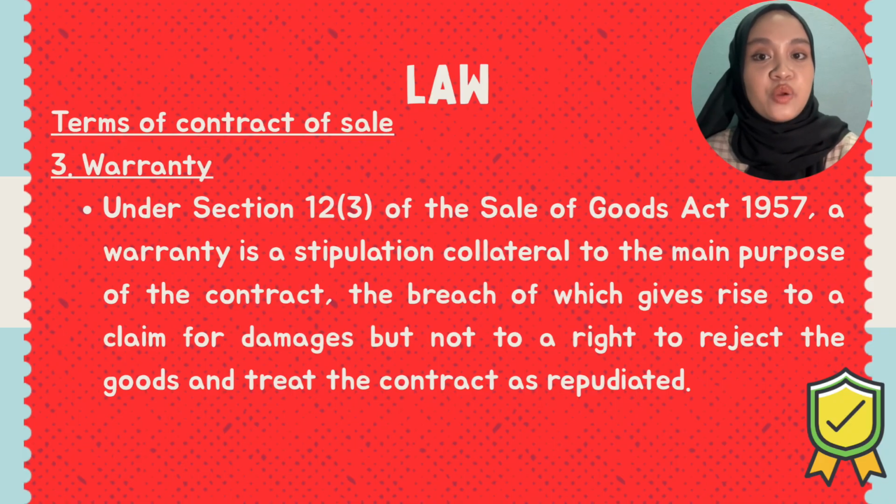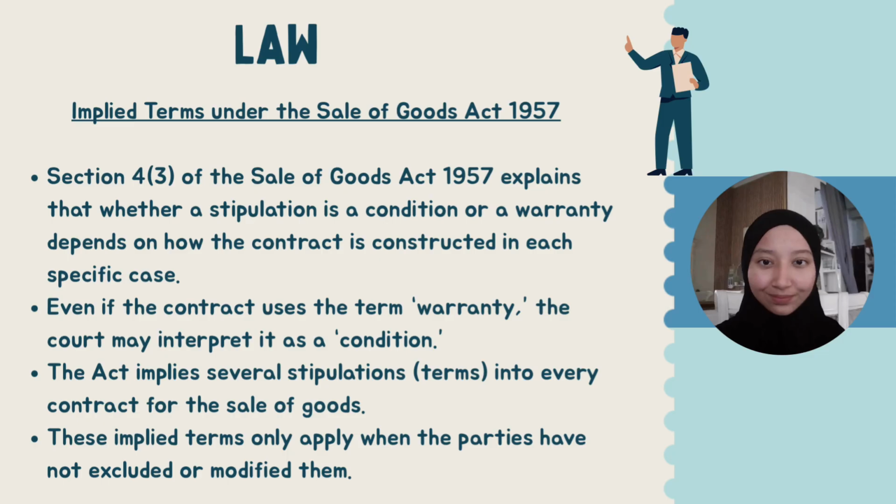Last but not least, warranty. Under Section 12 Subsection 3 of the Sale of Goods Act 1957, a warranty is a stipulation collateral to the main purpose of the contract, the breach of which gives rise to a claim for damages, but not to a right to reject the goods and treat the contract as repudiated.